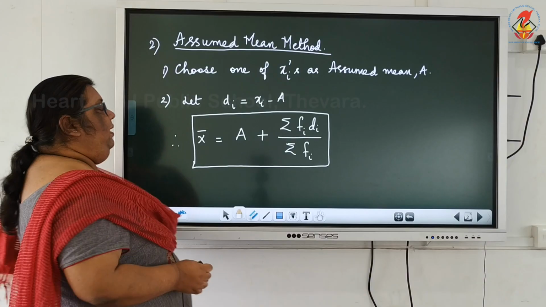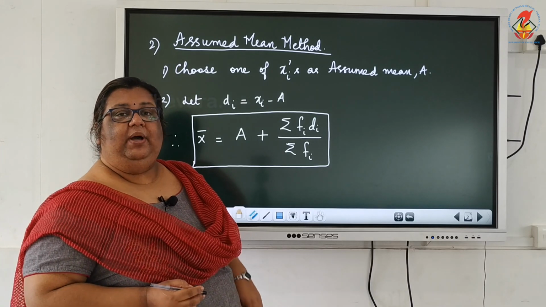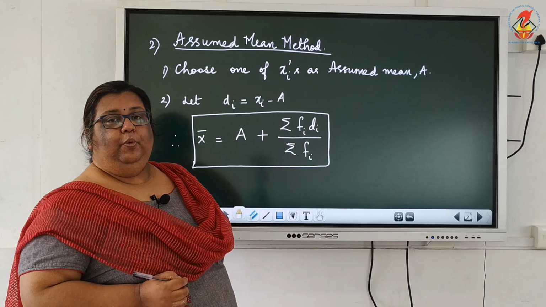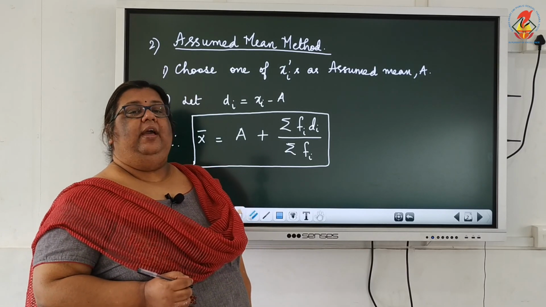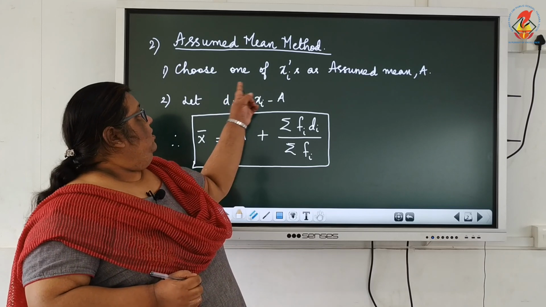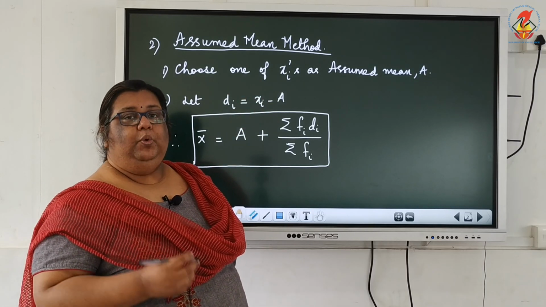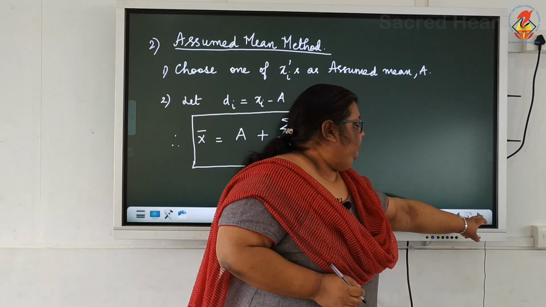And what is the formula? X bar is equal to A plus sigma fi di by sigma fi, where di is equal to xi minus A. And what is A? It is one of the xi's, or the assumed mean. We will do more problems, then it will be clear to you.